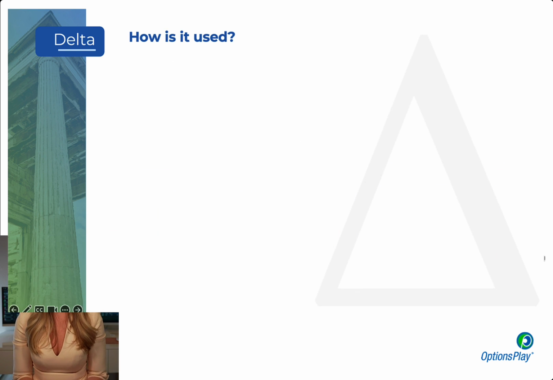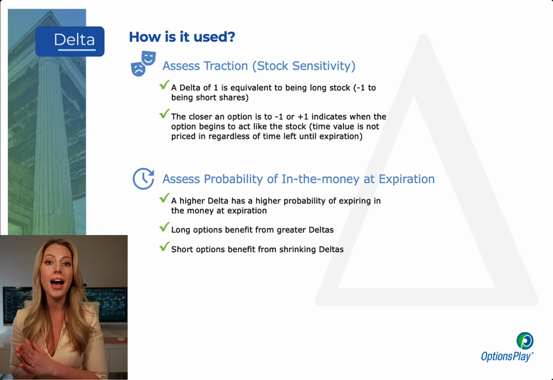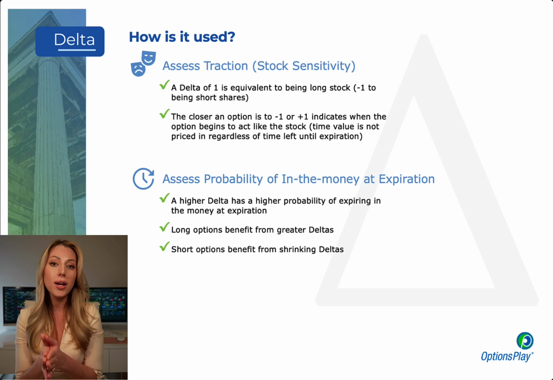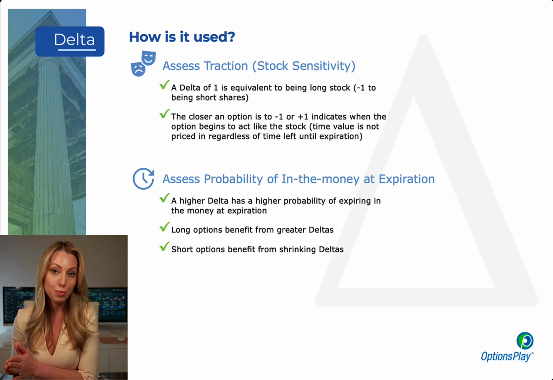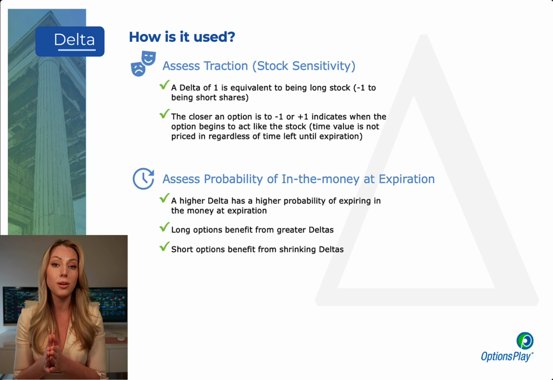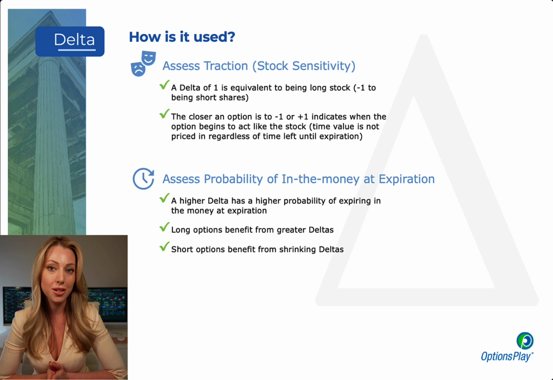Delta can also be used to assess traction or stock sensitivity. So think about the previous examples. As a long call moves in our favor, the deltas magnify and they get closer to 1. Well, an option that is at 1 means it starts acting like the stock. And so what that means is an option that's deeper in the money has more sensitivity to the stock's price, because an option with a delta of 1 means it's going to move dollar for dollar with the underlying security.